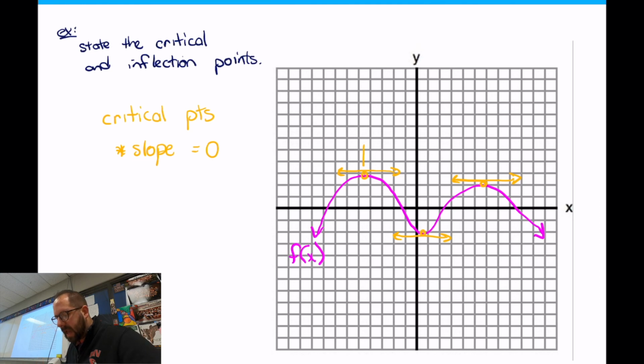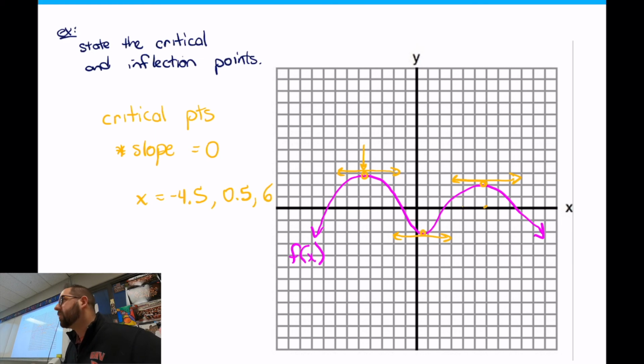Negative 4.5. Okay, so one of those is negative 4.5. What's another one? Positive 0.5. And the other one? What is that? 1, 2, 3, 4, 5. Let's say 6. Those are my critical points. It's when I hit the peaks and valleys.